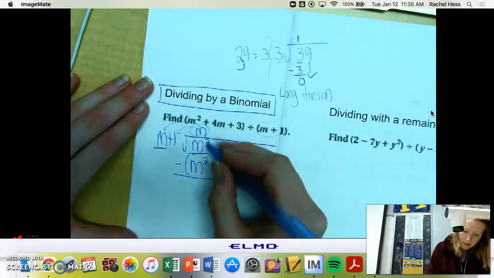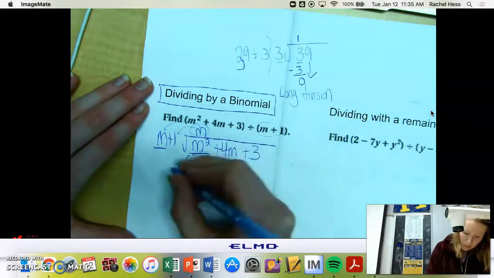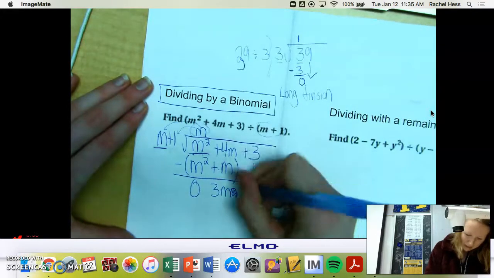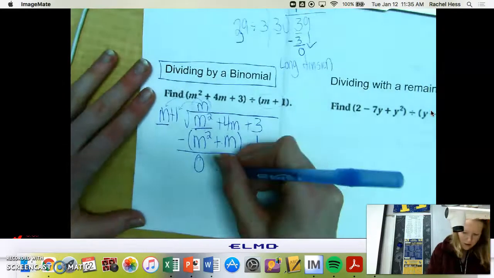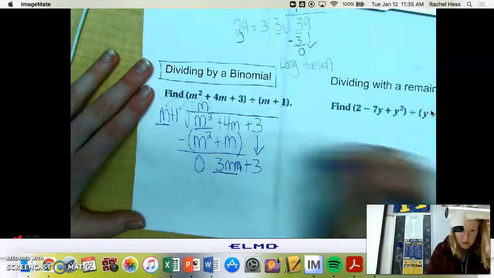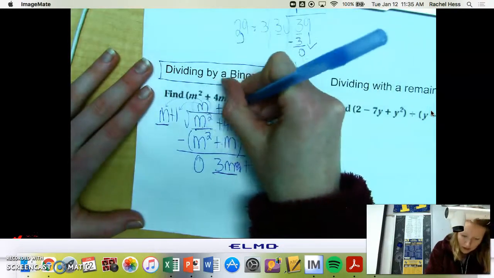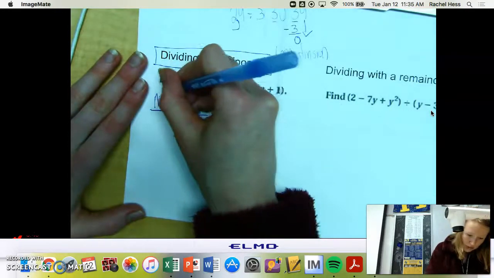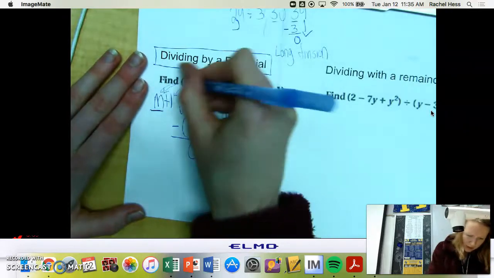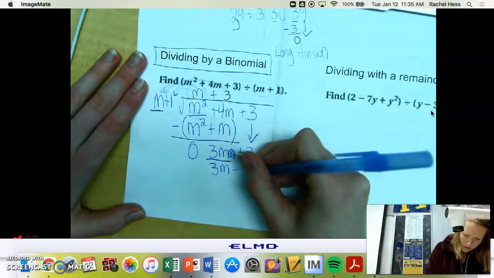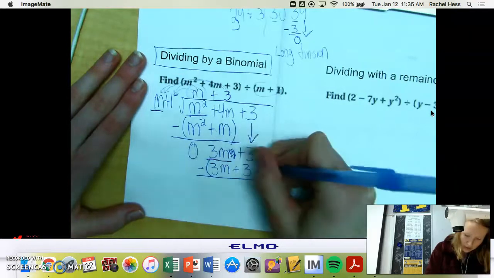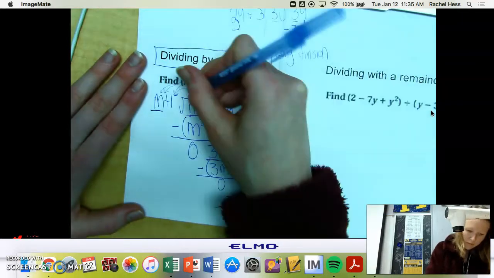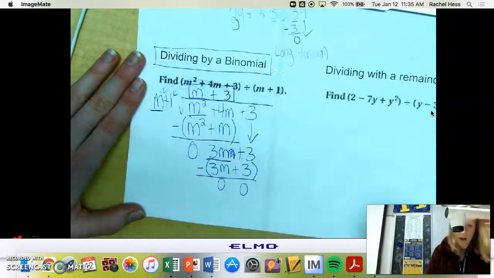Similar concept here applies. M squared minus m squared is 0. 4 minus 1 gives me a 3m. And then I'm going to drop down that plus 3, and we're going to repeat this process again. M times what would give me 3m? Well, m times a positive 3 would give me 3m. So when I get a 3 up here, I'll do 3 times m is 3m, but then I also have to worry about that second term. 1 times 3 is 3, and then when I subtract, you should see 3m minus 3m is 0, 3 minus 3 is 0. This stuff on top represents my final answer.